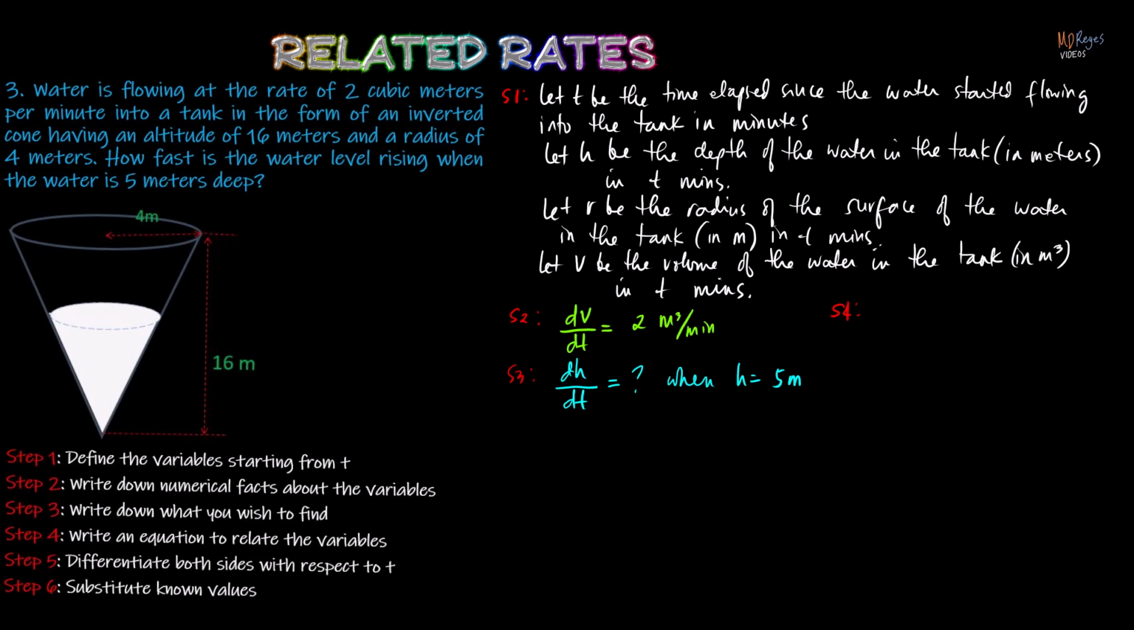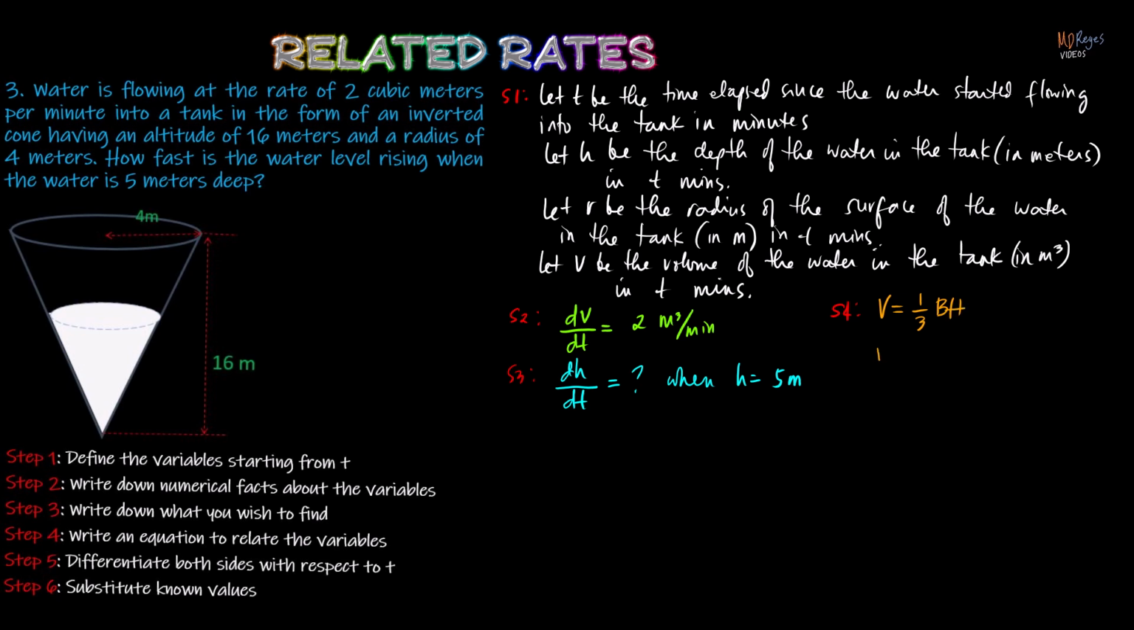So we are to relate 3 variables this time, V, h, and r. Because the tank is in the form of an inverted cone, we'll be using the formula for finding the volume of a cone. That is written as V equals 1/3 times the base of the cone times its altitude H. I'll use capital H for the altitude because I have defined small h to be the depth of the water.